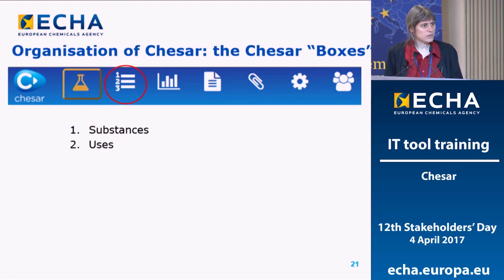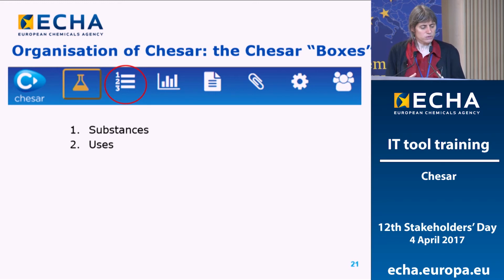The box 2 is about reporting the uses. So I mentioned there is the possibility to import use maps, already predefined descriptions of the use and conditions of use. There is also, of course, the possibility to manually describe the uses, so it depends on the situation.